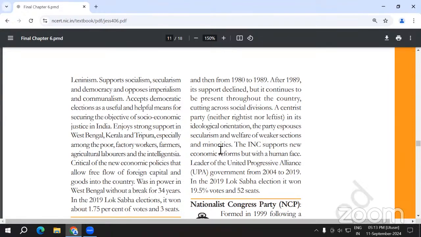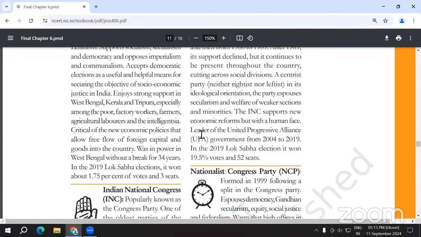Okay. Now, critical of new economic policies that allow free flow of foreign capital and goods into the country. Was in power in West Bengal without a break for 34 years. And in 2019 Lok Sabha elections, it won about 1.75% of vote and 3 seats. But still, it is a national party because of that percentage of vote in different states.